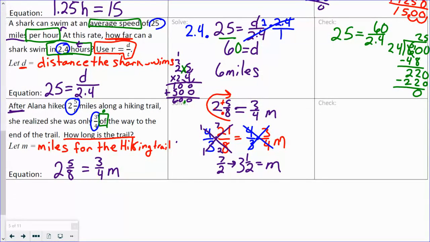We got to check this now. So when I'm checking this, I'm going to replace my variable m with my 3.5. Because I know I'm going to have to multiply with the fractions, I'm going to put them as improper fractions. So I want to know, is 21/8 equal to 3/4 times my 7/2? Well, 3 times 7 makes 21, and 4 times 2 makes 8. That is correct.